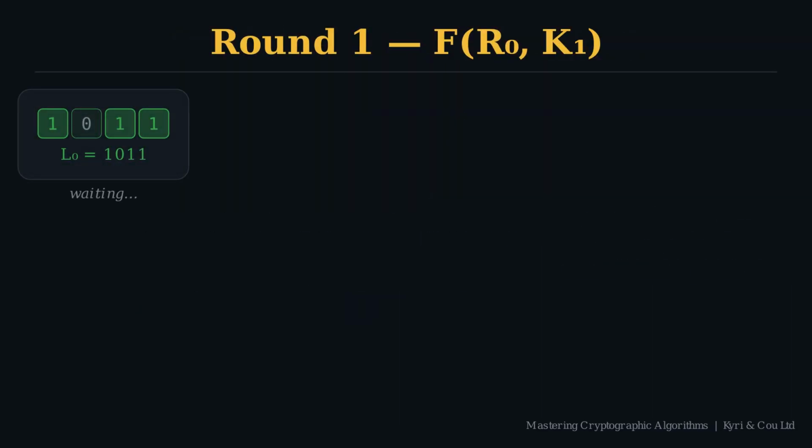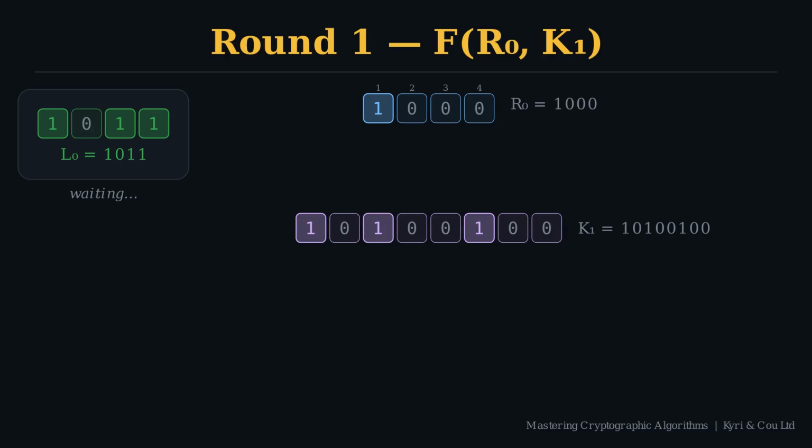Now for round 1. The first thing we do is park the left half. L0 waits on the side while the right half does all the work. The Feistel function f takes 2 inputs, the right half, R0, and the first round key, K1. But notice there's a size mismatch. R0 is 4 bits, while K1 is 8, so before they can mix, R0 needs stretching.